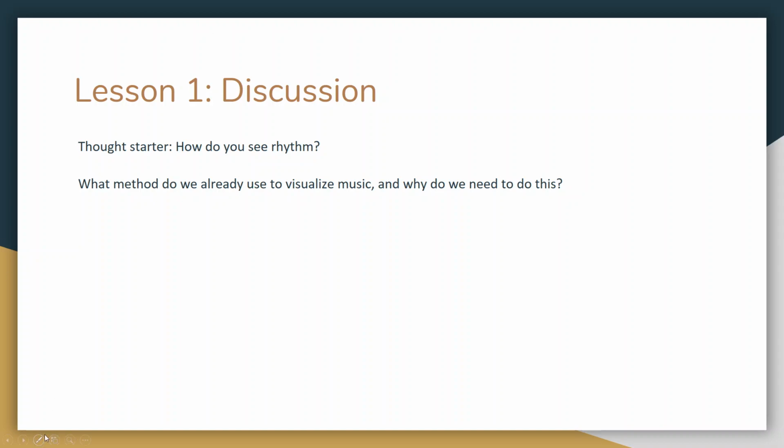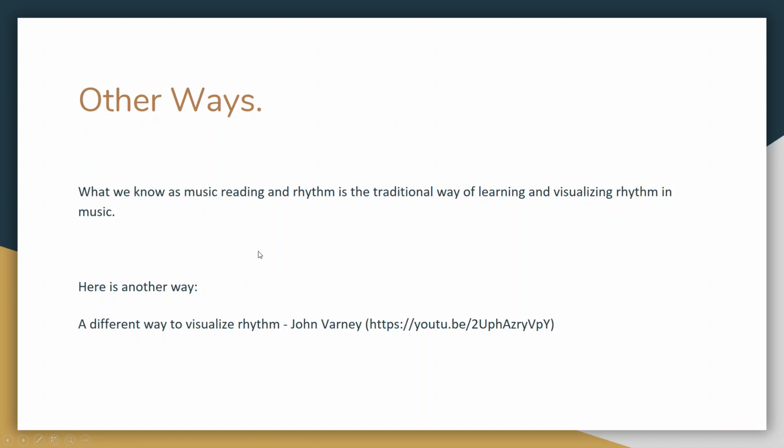Okay, assuming you've done that, let's move on. There are other ways. So we actually know music as... Copy this down, by the way, and copy the previous one down. What we know as music reading and rhythm is the traditional way of learning and visualizing rhythm in music. In other words, the crotchets and quavers, which terminologies you are familiar with, is a good way to read music traditionally. Okay? But there is another way. So I'm just going to show you this video right now.